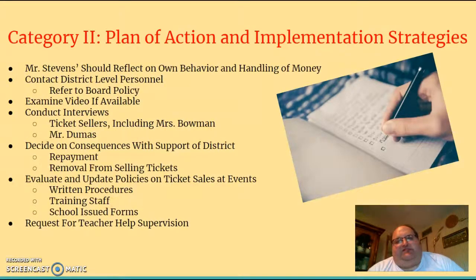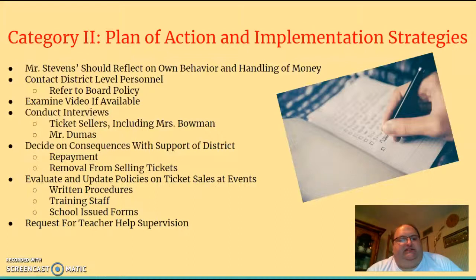So my plan of action to figure out this problem, I think Mr. Stevens first needs to reflect on his own behavior and how he handled the money. Did he handle it properly? Could he have done things differently? He does need to consider contacting district level personnel, referring to the board policy on how to proceed. He should examine the video if it's available for him.